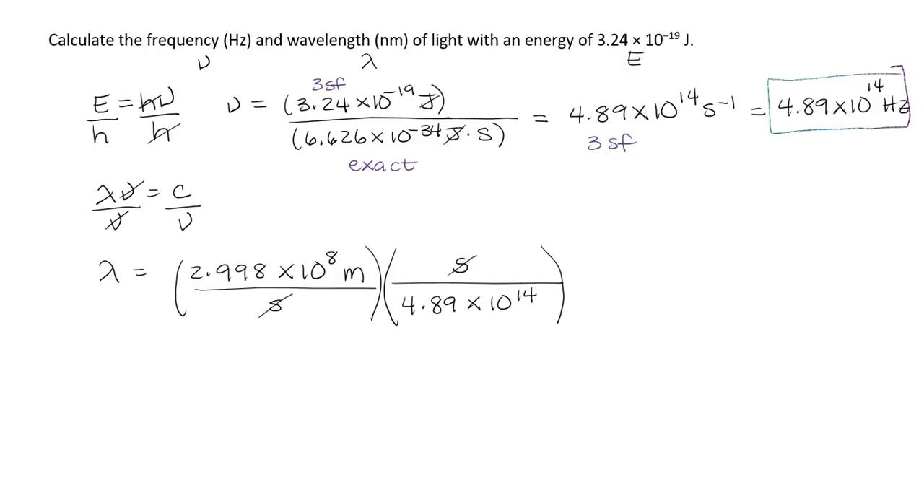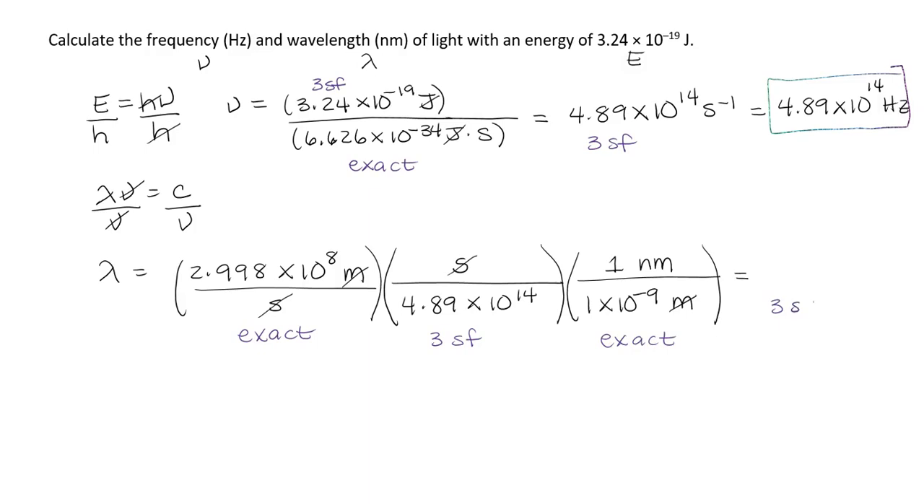Seconds will cancel, and I'm left with units of meters, but the question asked for lambda in nanometers, so I need my prefix conversion. I have meters in the numerator, so the meters part needs to go in the denominator, so that'll be 1 times 10 to the negative 9 meters, and then 1 nanometer will be in the numerator. Meters will cancel, and I will be left with units of nanometers. For sig figs, c is exact, the frequency has 3 sig figs, and the prefix conversion is exact. So the result will have 3 sig figs. Doing the calculation, 2.998 times 10 to the 8 divided by parentheses 4.89 times 10 to the 14 times 1 times 10 to the negative 9, rounded to 3 sig figs, is 613 nanometers.